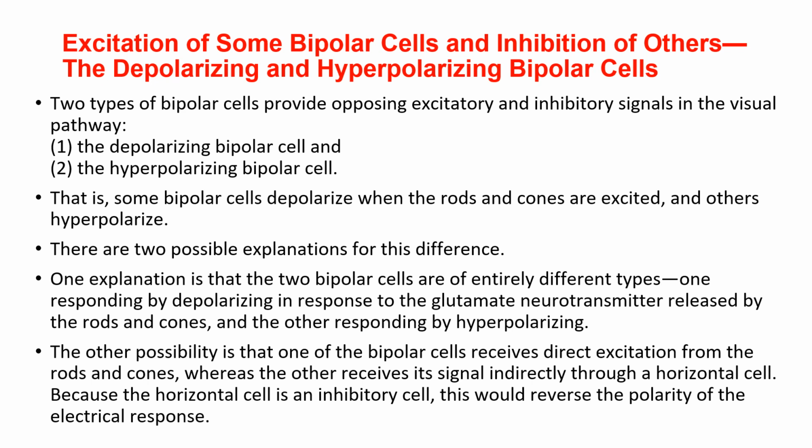One explanation is that the two bipolar cells are of entirely different types, one responding by depolarizing in response to the glutamate neurotransmitter released by the rods and cones, and the other responding by hyperpolarizing. The other possibility is that one of the bipolar cells receives direct excitation from the rods and cones, whereas the other receives its signal indirectly through a horizontal cell. Because the horizontal cell is an inhibitory cell, this would reverse the polarity of the electrical response.